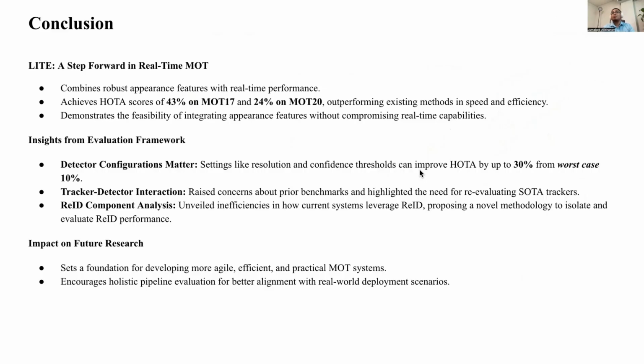Okay, now as a conclusion, we proposed LITE, right? It's a step forward in real-time multi-object tracking. It increased the speed 2 to 5 times without losing any accuracy. And the evaluation framework Prime gives us really huge insights. For example, we can increase HOTA by 30% if we follow Prime insights and use the right sequence of decisions and actions when choosing the factors, in comparison to a worst-case, random scenario.